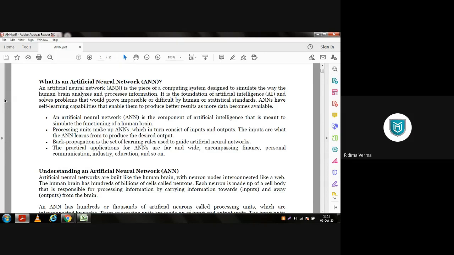So they have mentioned some of the points over here related to ANN. An artificial neural network is the component of artificial intelligence that is meant to simulate the functioning of the human brain. Processing units make up ANNs, which in turn consist of inputs and outputs. The inputs are what the ANN learns from to produce the desired output.